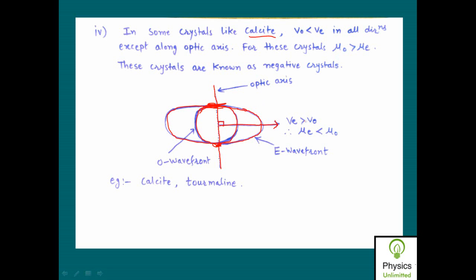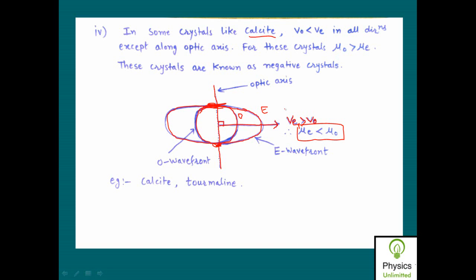Velocity of the extraordinary wavefront is more than the ordinary wavefront. Velocity VE, the velocity for the extraordinary ray, is more as compared to the velocity for the ordinary ray. Here the spherical wavefront lies inside the elliptical wavefront. It means that the ordinary wavefront lags behind the extraordinary ray in this direction. So the refractive index for the extraordinary ray, mu e, is less as compared to the refractive index for the ordinary ray, which is mu o.